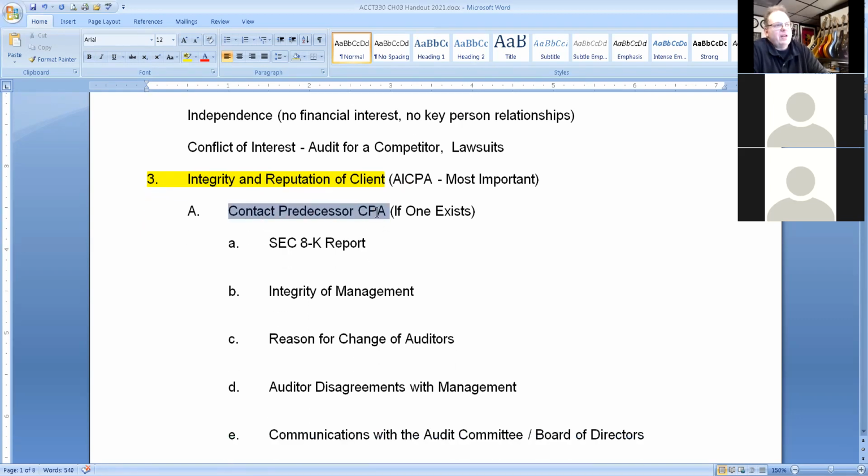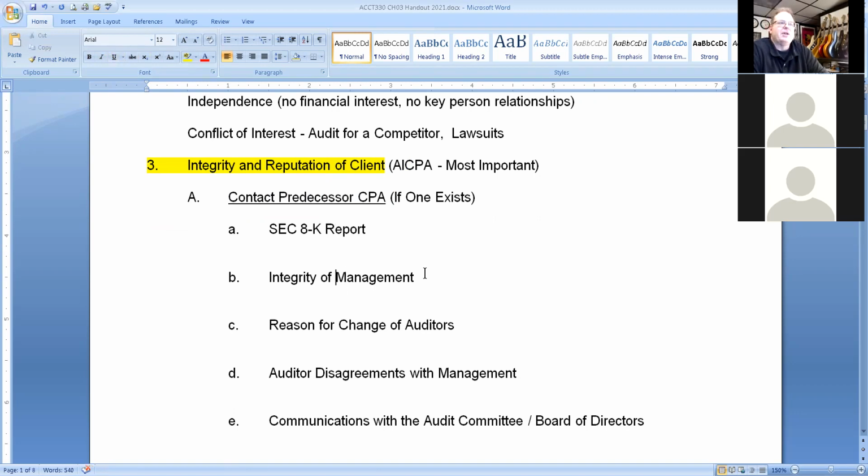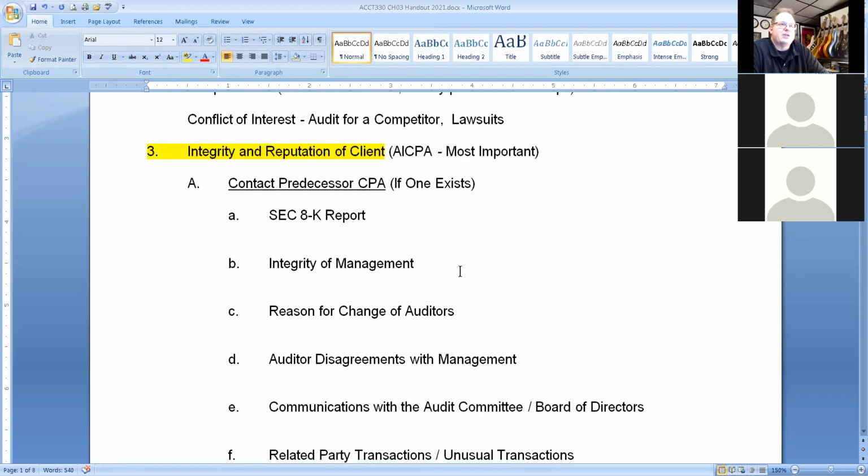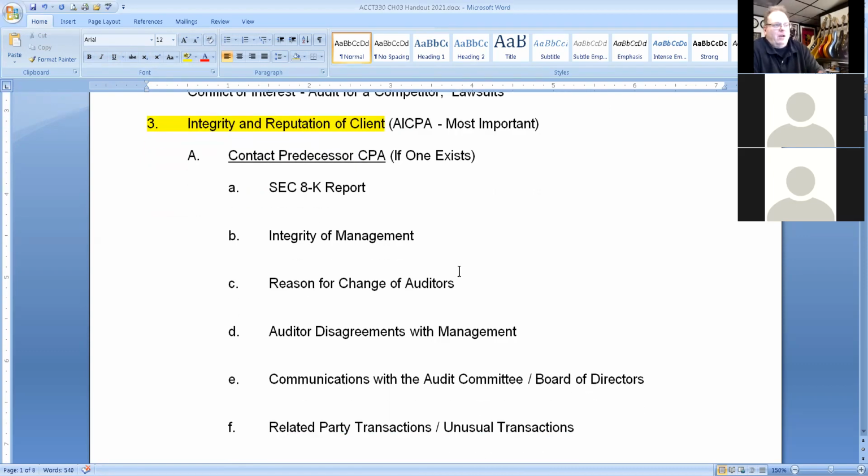Well, if they had an audit before, when you get offered this audit, or you are pursuing taking on someone else as an audit client, you need to contact the predecessor CPA, and this is key. You're required to contact them before you take the audit.